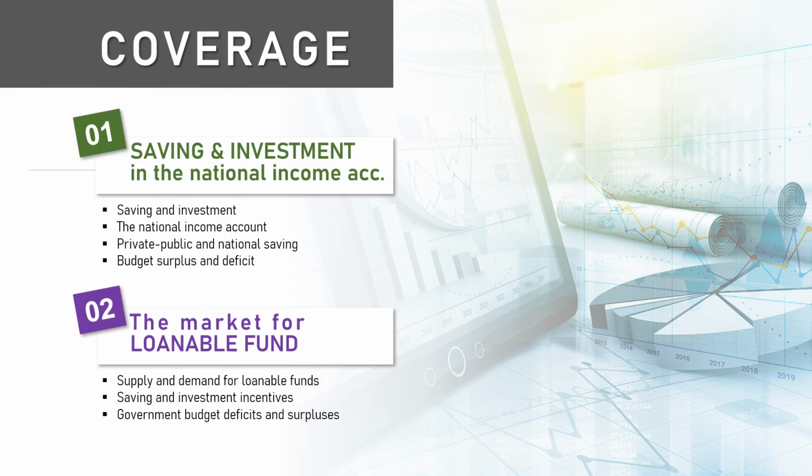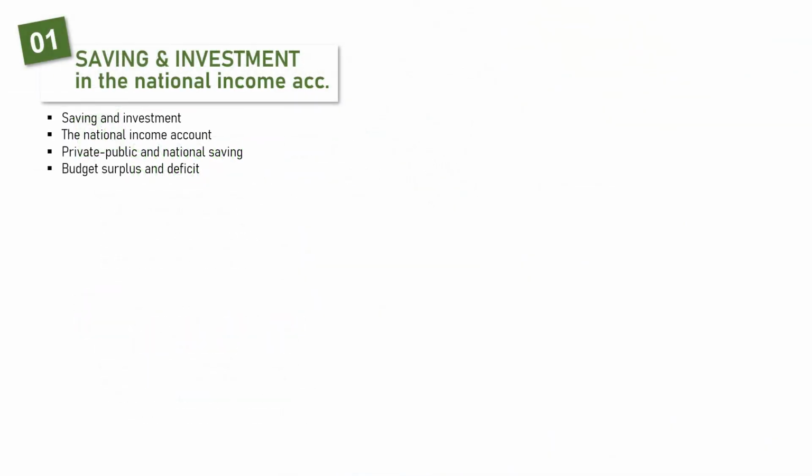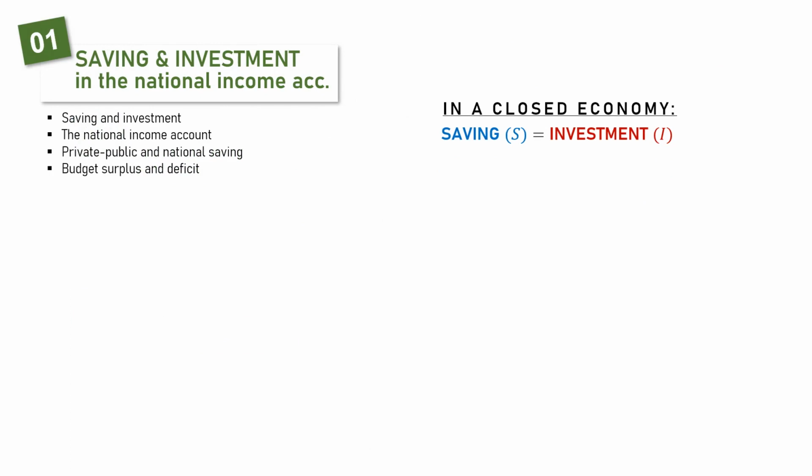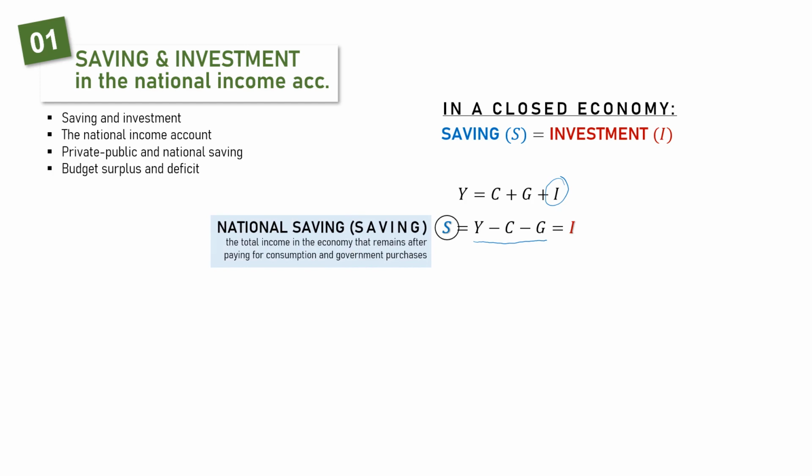Here is the coverage. After identifying saving and investment, we'll be discussing the market for loanable funds. In a closed economy, saving is equal to investment. It comes from the national income identity equation as follows. Finding investment, we get the subtraction Y minus C minus G, which is also the definition of saving.